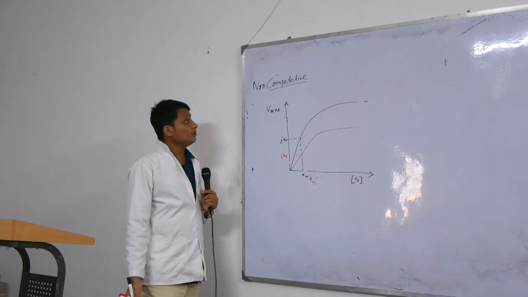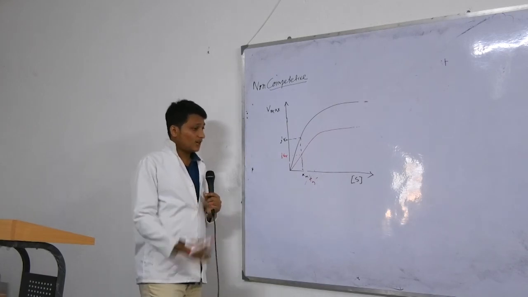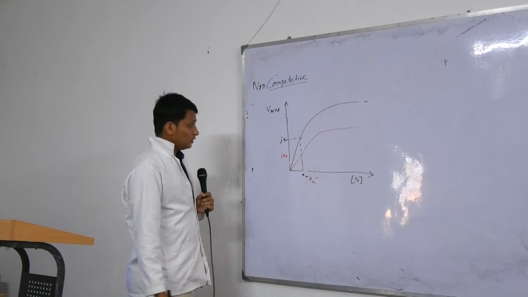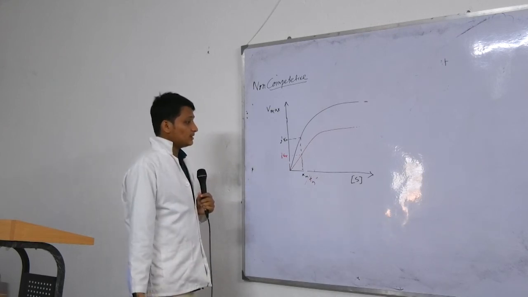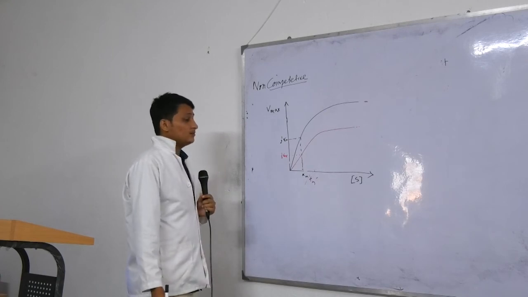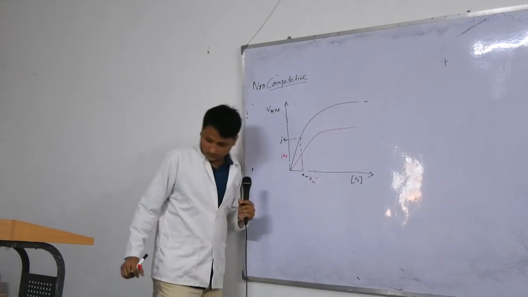The example of non-competitive inhibition is the heavy metal ions, that is Hg2+, Ag2+, which inhibit the enzyme by binding the cysteine sulfhydryl group.